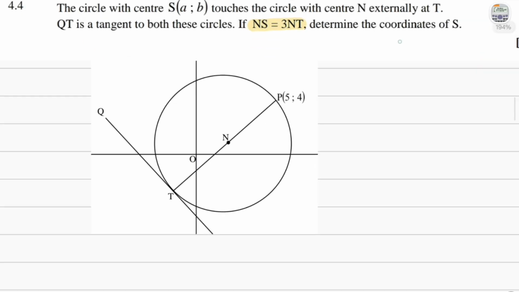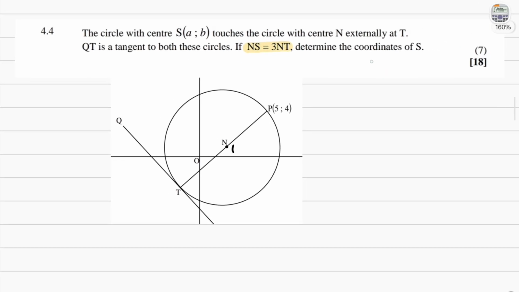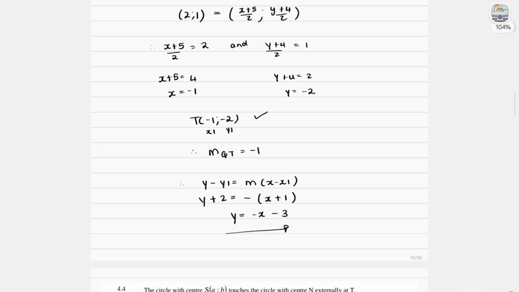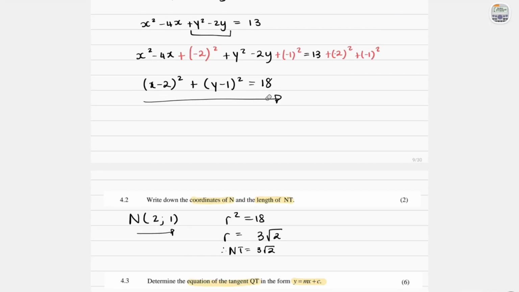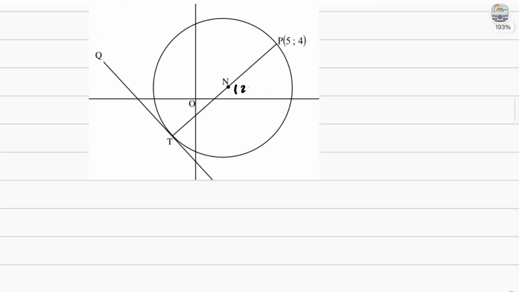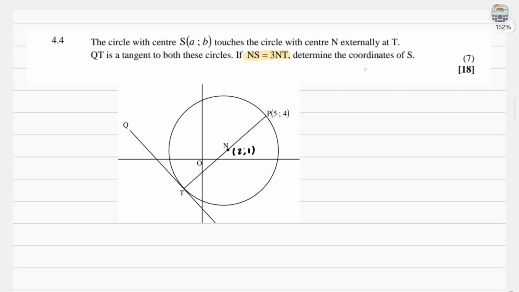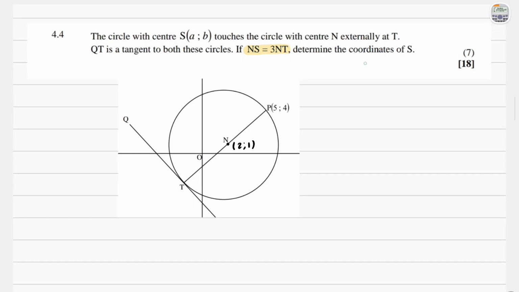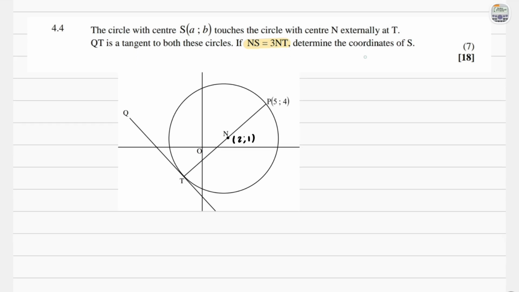Okay, so this is what we have, and let's just remember that we do have a center here, that we know that N is (2, 1). Okay, we already know that's (2, 1). And so if this is (2, 1), let's just look at the info they told us. We have another circle, and it's going to touch this circle externally, okay, at T. And we're told that NS, so wherever that S is, it is going to be 3 times the size of NT. That's really what it means. Okay, so NS is 3 times the size of NT.